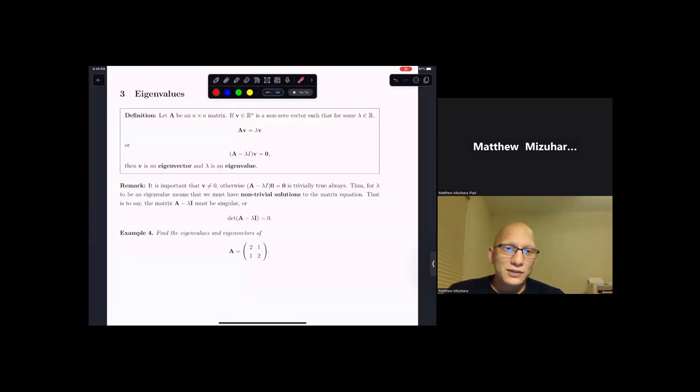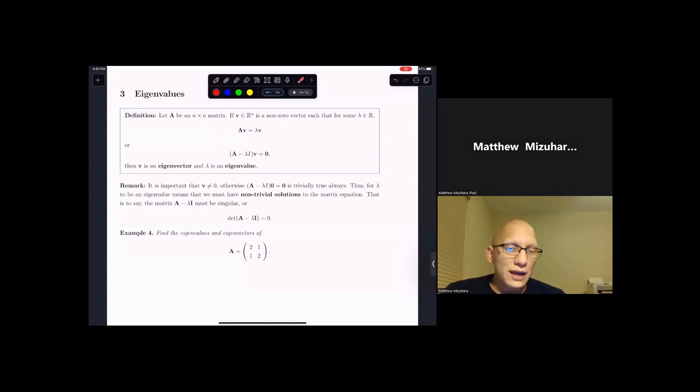Okay, so the last concept to review are eigenvalues and eigenvectors. So just to remind you the definition, let A be an n by n matrix. In other words, it's a square matrix. So if v is a vector that is non-zero, such that there is some real number lambda satisfying this equation. So this is the key equation. In fact, both of these equations are sort of equivalent. They both say A times v equals lambda times v.